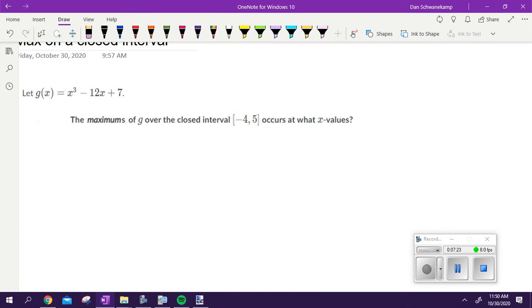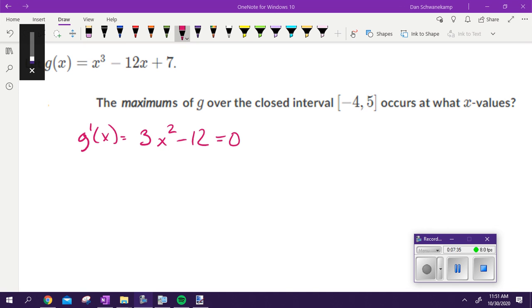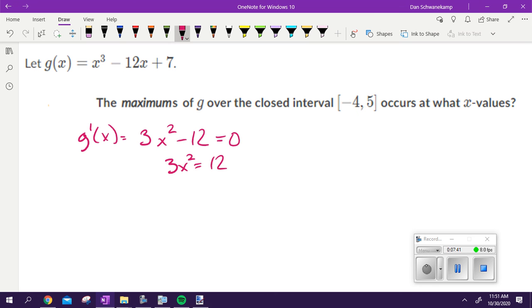All right, let g of x be equal to that equation there. The maximum of g over that interval occurs at what x values? Figure it out. Go. So if we want to find maximums, we took the derivative. We set it equal to 0. We solve. X is equal to plus or minus 2.